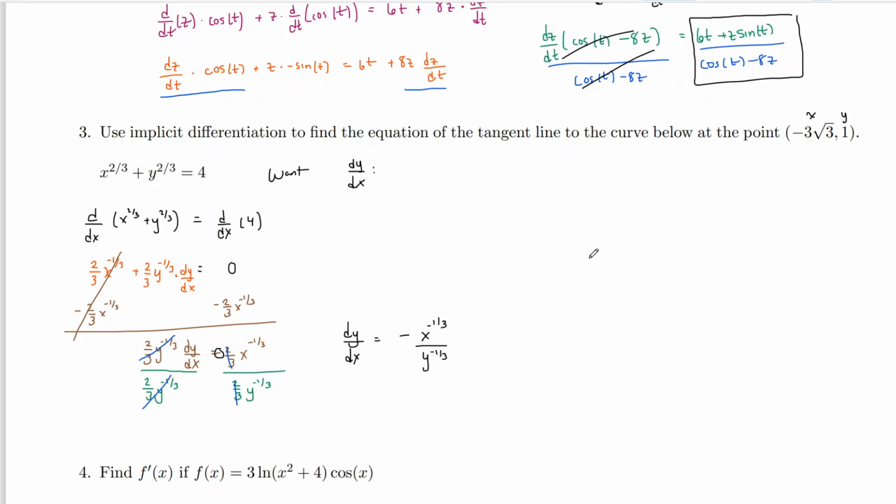And we have to plug in x and y. This is a big indicator that you should just go ahead and get positive exponents, because plugging in these numbers and then raising them to the negative 1/3 power is a little complicated.